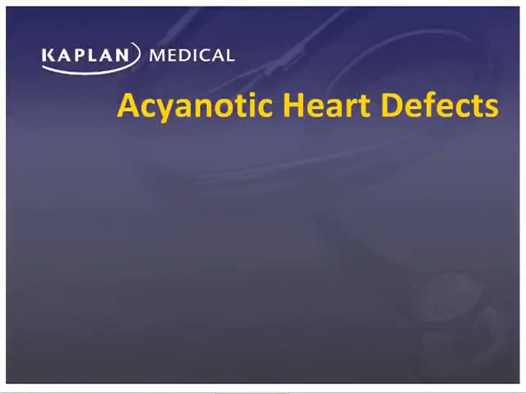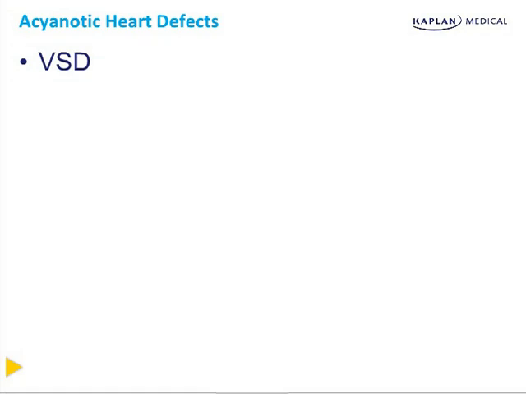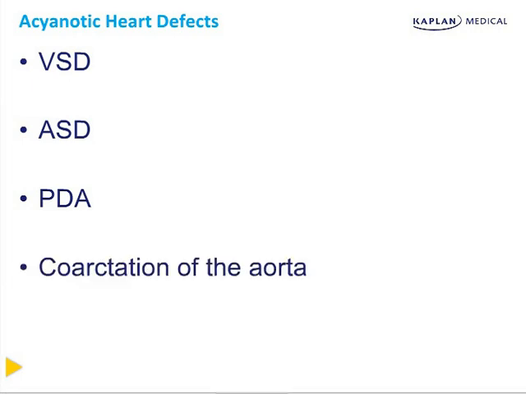Welcome to the second lecture on pediatric cardiology, where we're now discussing acyanotic heart defects, those that do not make the baby blue. You can imagine this makes them inherently more difficult to catch right away without a proper physical exam. Here are the four acyanotic heart defects we're going to discuss: VSD, ventricular septal defect, ASD, atrial septal defect, patent ductus arteriosus, PDA, and coarctation of the aorta.